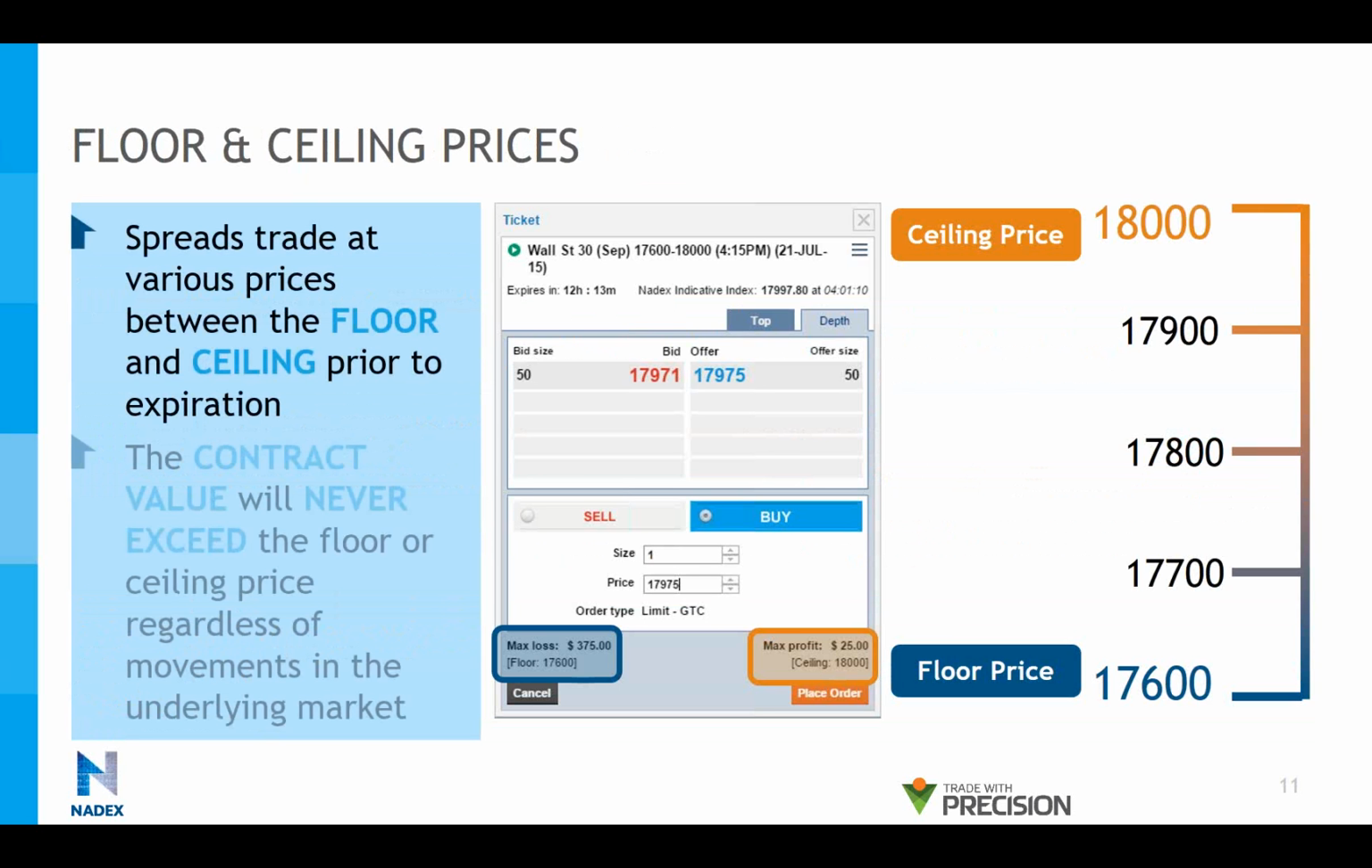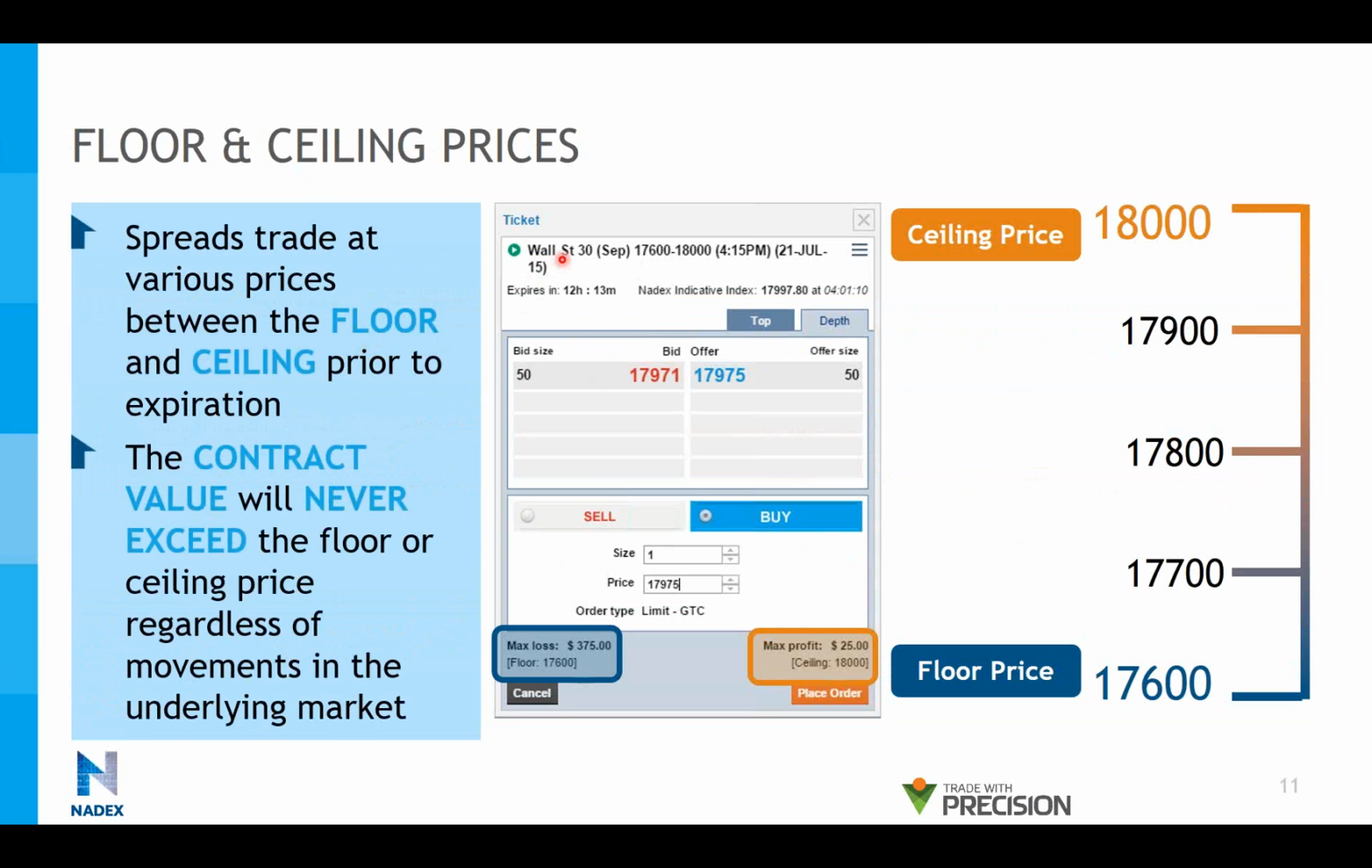All right. I already mentioned floor and ceiling prices, so let's talk about those with a little bit more detail here. Spreads trade at various prices between the floor and ceiling prior to expiration, and the contract value will never exceed the floor or the ceiling price regardless of the movement in the underlying market.